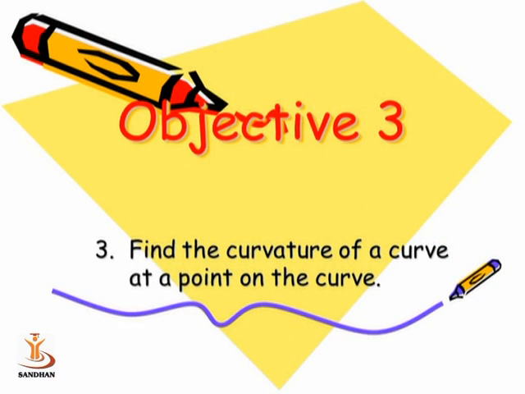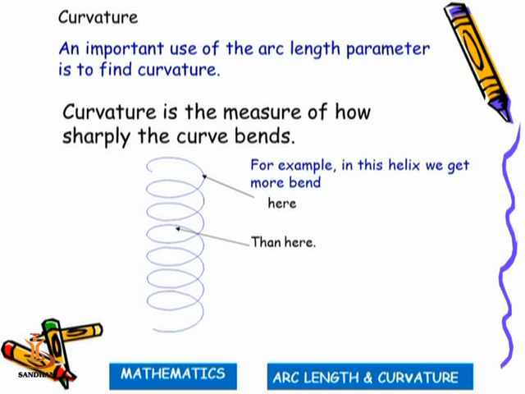So in the first half, we discussed arc length. In the second part, we will now discuss our objective 3, to find the curvature of the curve at a point on the curve. So, curvature. What do you understand by curvature? In our mind, the curve has a shape, curvature, right? An important use of the arc length parameter is to find the curvature.